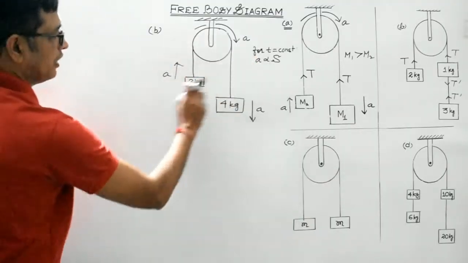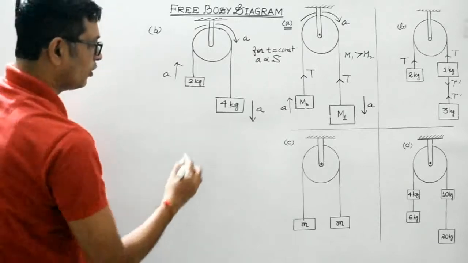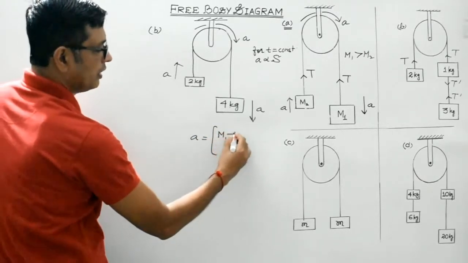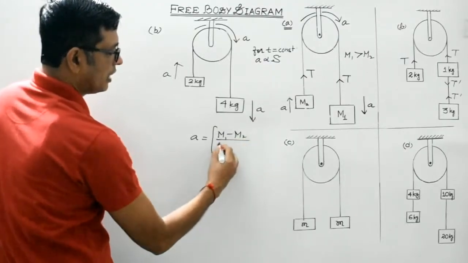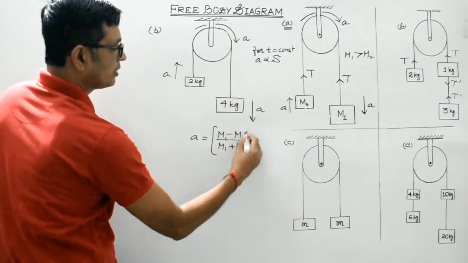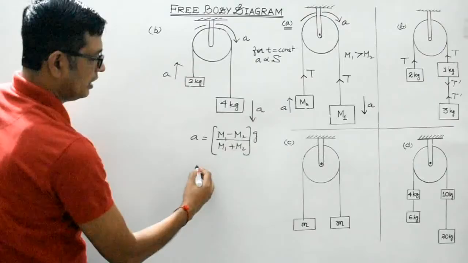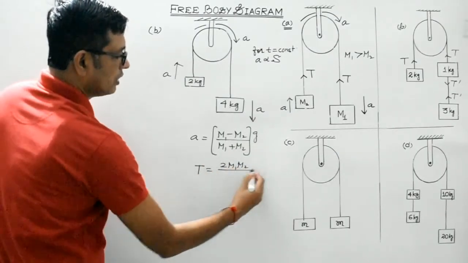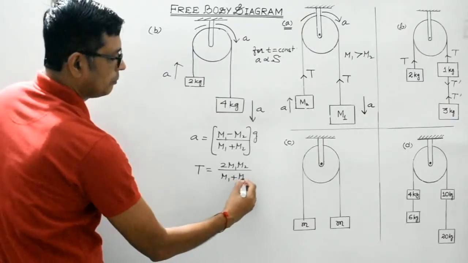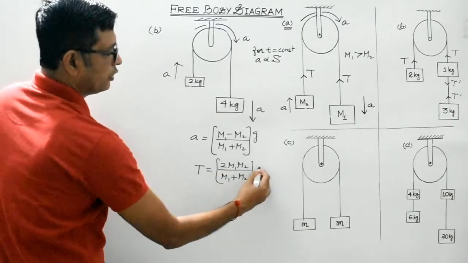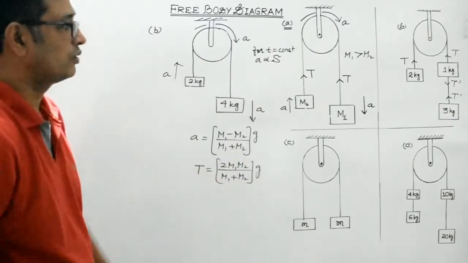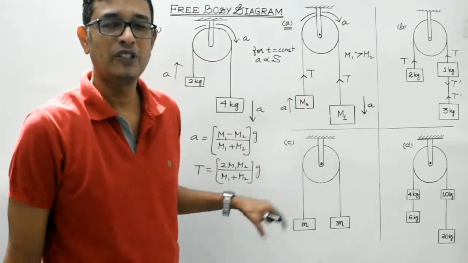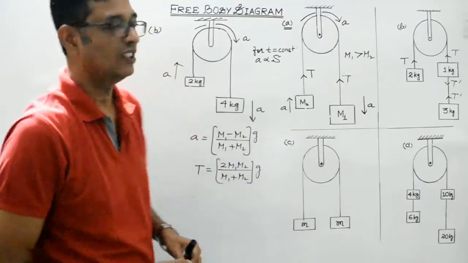So students, we are aware of this value of a. What's the formula for a? These are the two formulas to be used. a equals (M1 minus M2) divided by (M1 plus M2) into g. And tension is twice M1 M2 divided by (M1 plus M2) into g. Clear? These are the formulas which were derived in case 1. These are the formulas which we'll be using in the rest of the questions as well, right?